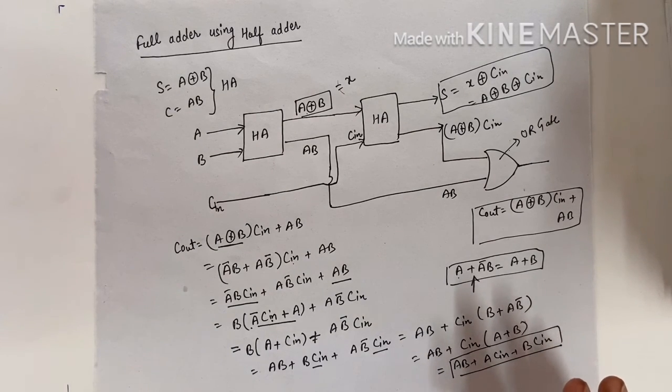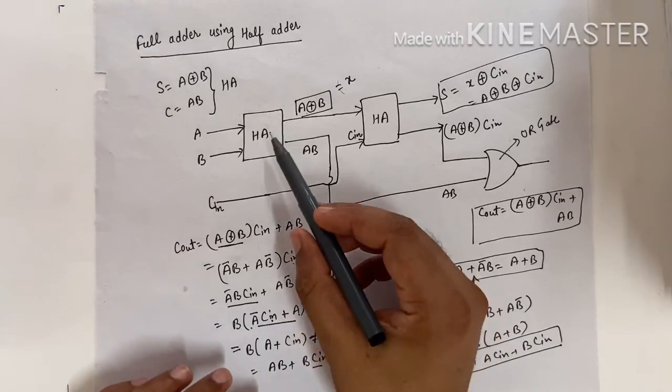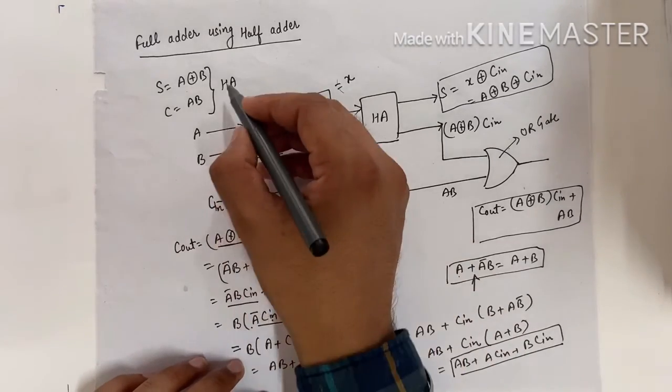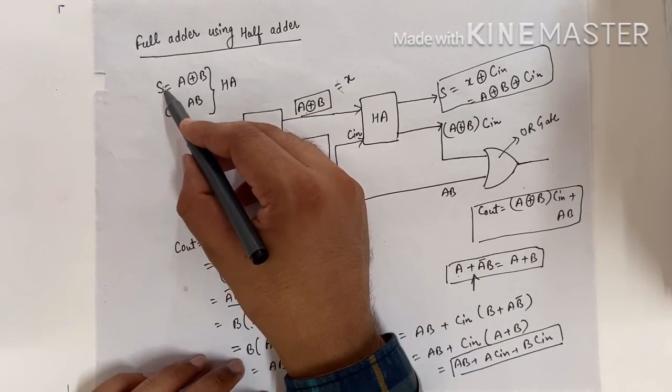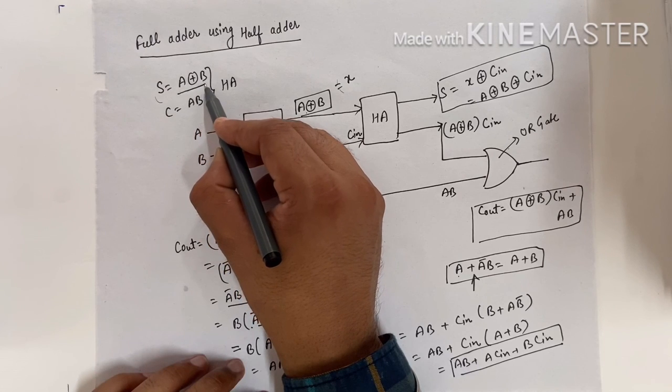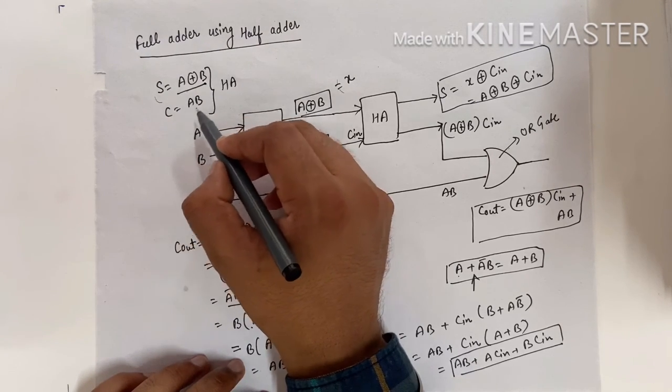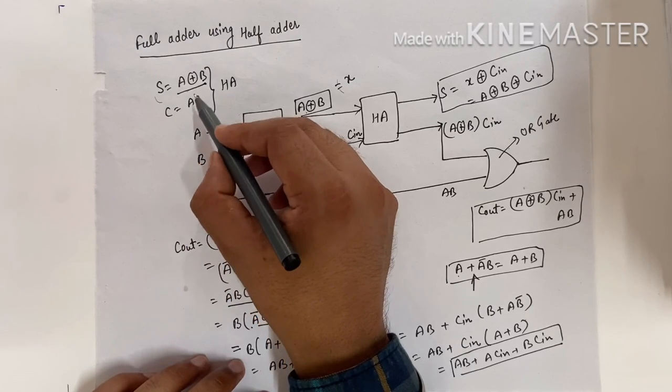So you have to remember that there are two half adders for the designing of full adder. Okay, in the half adder, if you want to calculate the sum, you have to apply the XOR condition, A XOR B. If you want to calculate the carry, you have to apply the AND operation.